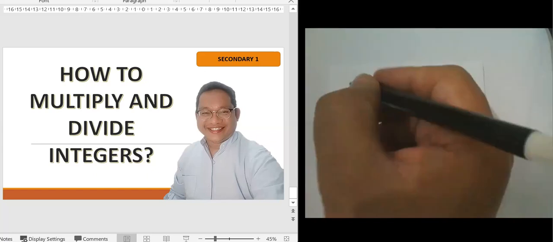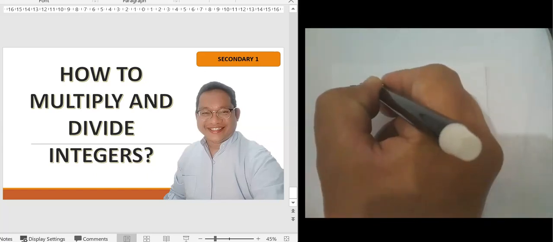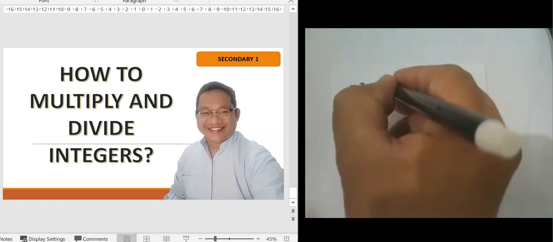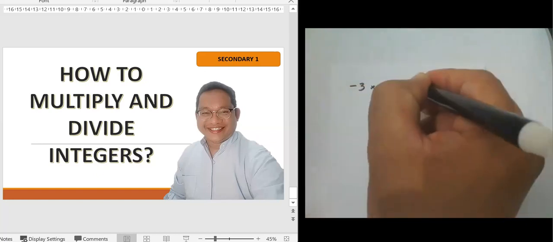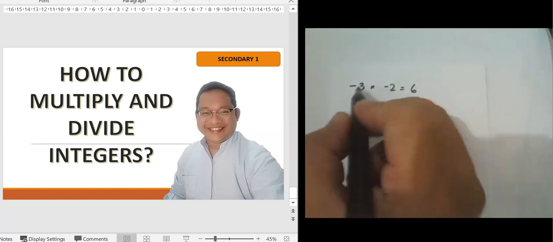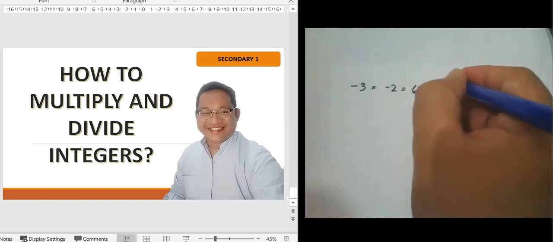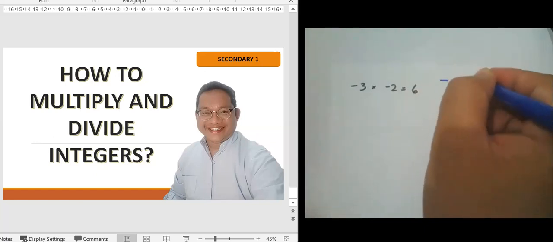So what you're going to do, for example, you have -3 times -2. The answer is +6. Why? The rule is that if you multiply the same sign, then it's actually positive. So negative times negative is positive.